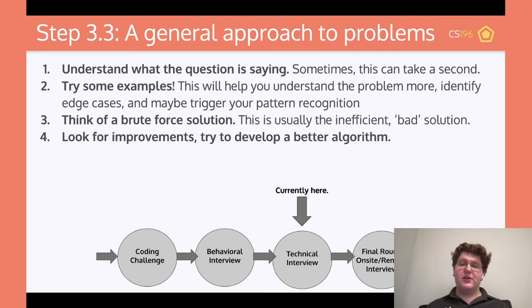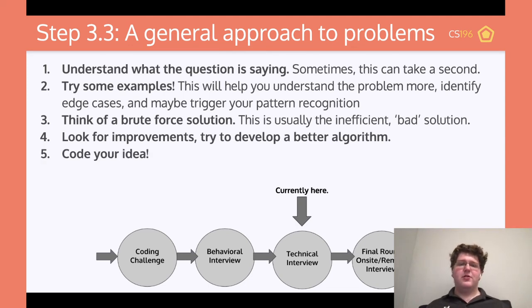Looking for improvements to develop a better algorithm is also really important, right? Even if you get a solution, that doesn't mean you want to submit that solution, right? You don't want to say, okay, I finished in 5 minutes, I'm done, no more questions, right? What you want to do is say, okay, here's what I have, here's how much time I have left, how can I make this better? Okay, so that's a really important part of it.